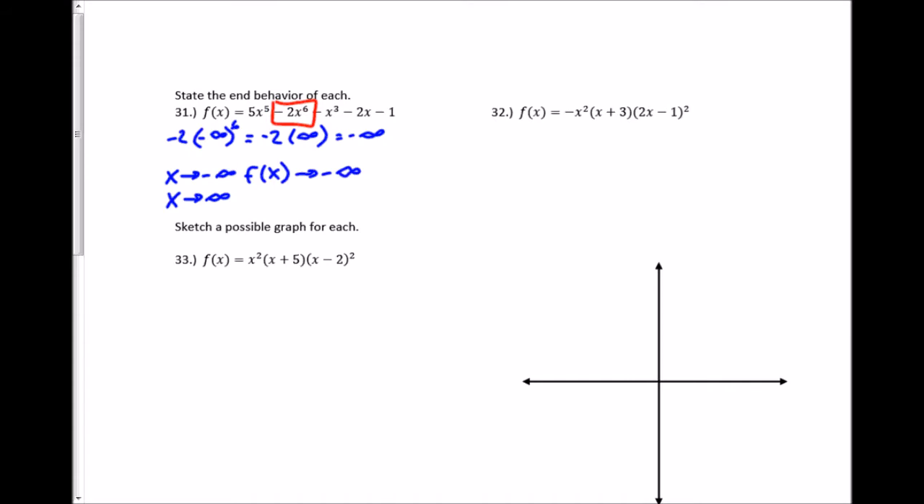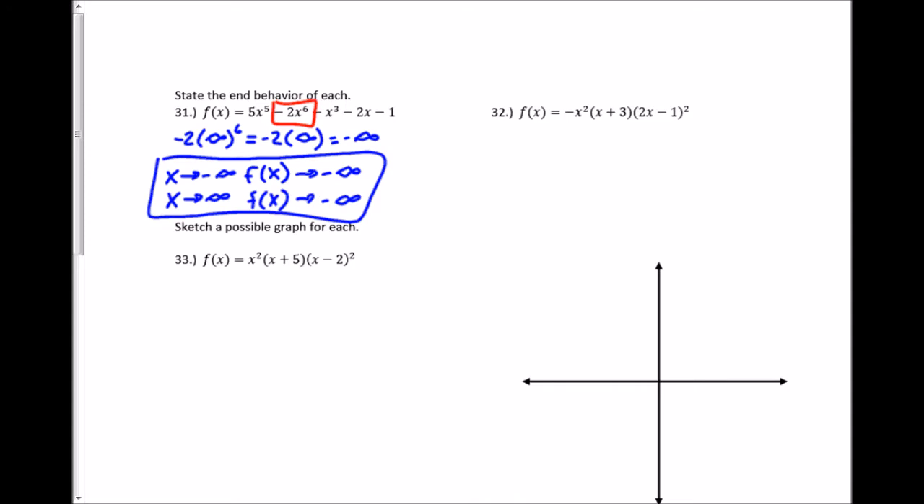I do the same thing then with positive infinity. If I plug a positive infinity in, positive infinity to the 6th power is a positive infinity, times a negative 2 is a negative infinity. So that also gives me a negative infinity. And that's end behavior. We're just plugging each of those in one at a time.